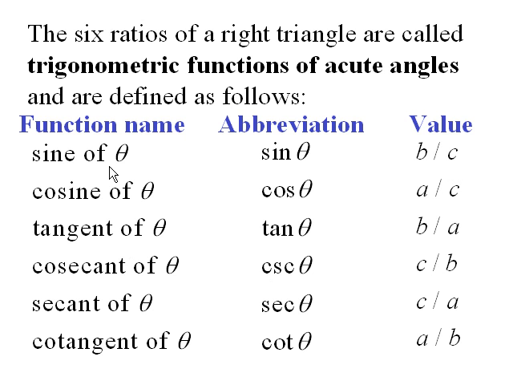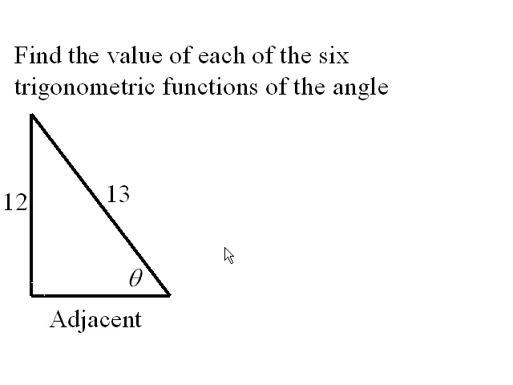So cosecant's the reciprocal of sine. C over A is the reciprocal of A over C. So secant's the reciprocal of cosine. And A over B is the reciprocal of B over A. So cotangent is the reciprocal of tangent. Interesting things to have. So if you can do the triangle geometry, you can recover values for all 6 of these trig functions. Here's an example.